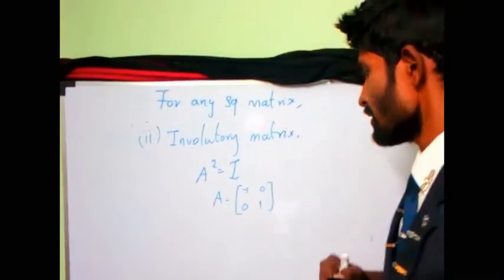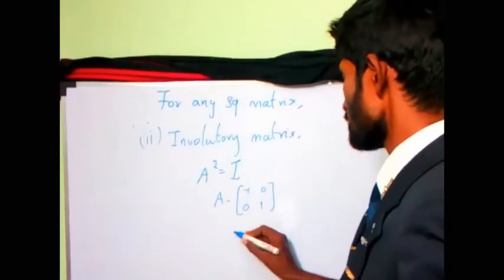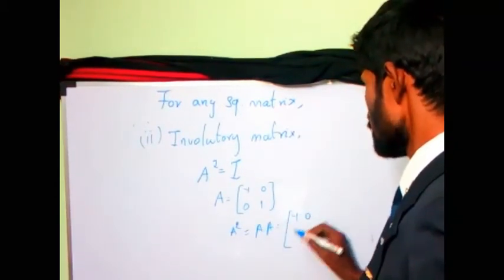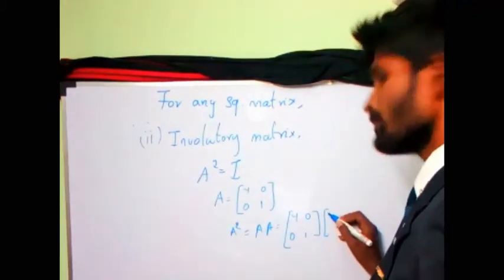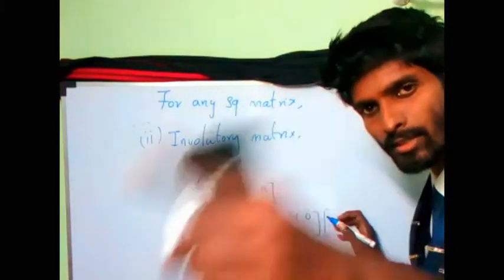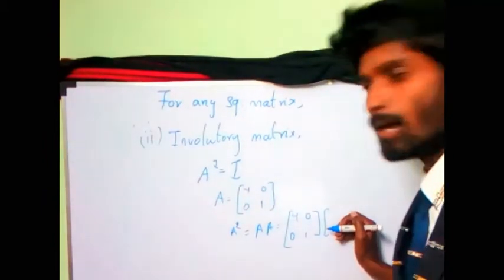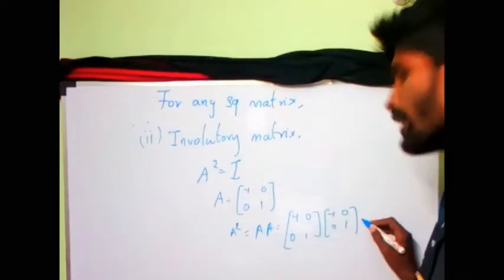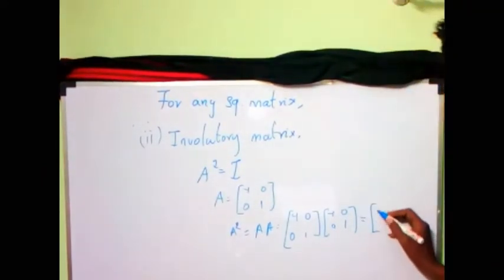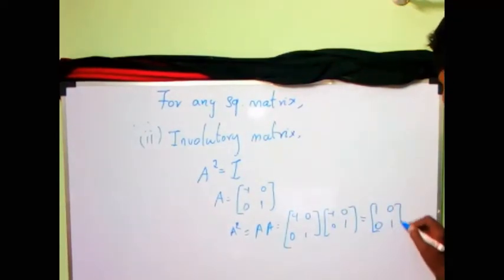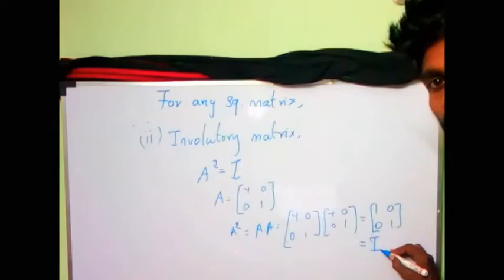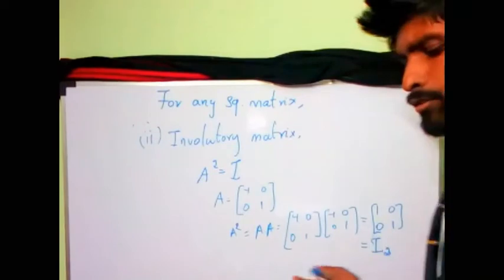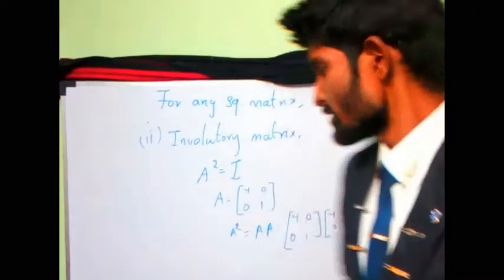So if I go for squaring, that means A square, which represents A into A, equal to -1 0 0 1 and once again -1 0 0 1. If you multiply everything, the resultant gives 1 0 0 1, which is an identity matrix, the I matrix of 2. Since this is a 2 cross 2 matrix, it's represented by I2. Okay, so that means what?